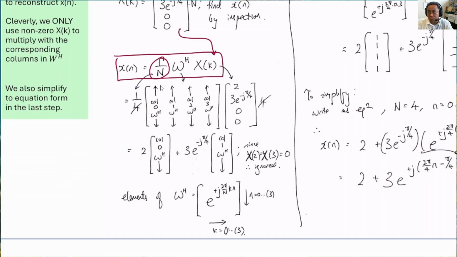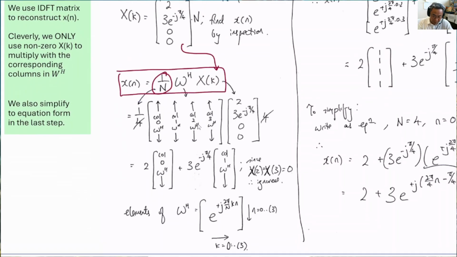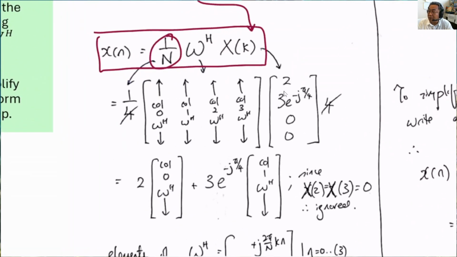To proceed, we are going to decompose W^H into columns. So column 0 of W^H, column 1, column 2, column 3. And we are going to put our vector here: 2, 3e^(-j pi/4), 0 and 0. The 4, the N here, because it's N times this vector, cancels with this N. So we are only left with this W^H multiplied by this vector.